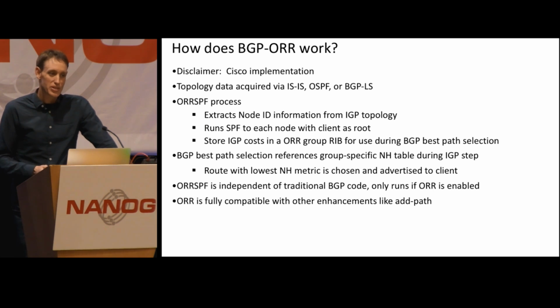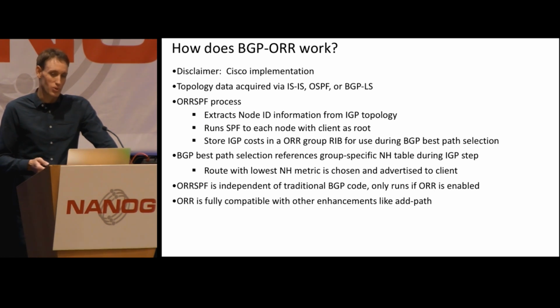process. In the case of Cisco, when it reaches that step, when it's comparing different routes, it forks off to the ORR code, and it really just returns the best path, the same that the normal BGP process would. And it's that way on purpose, just so that none of the other BGP code is really touched.